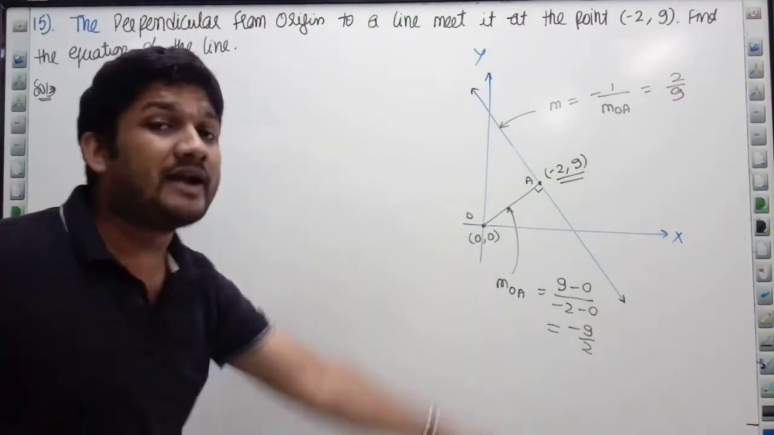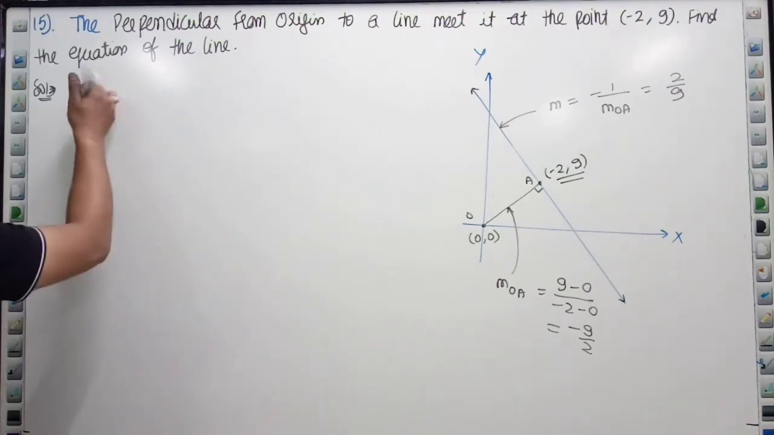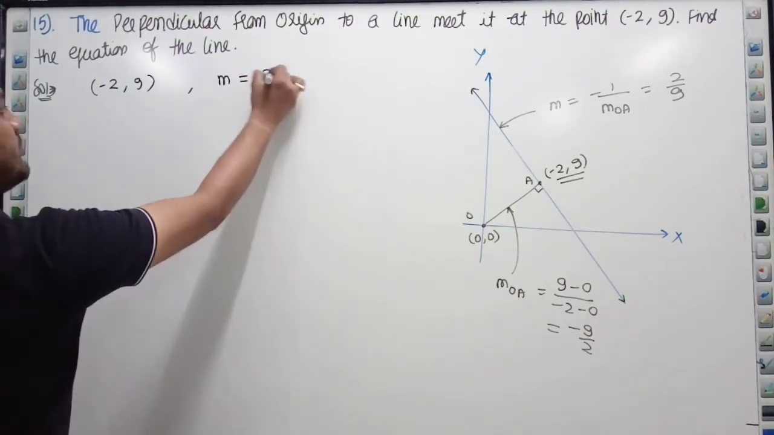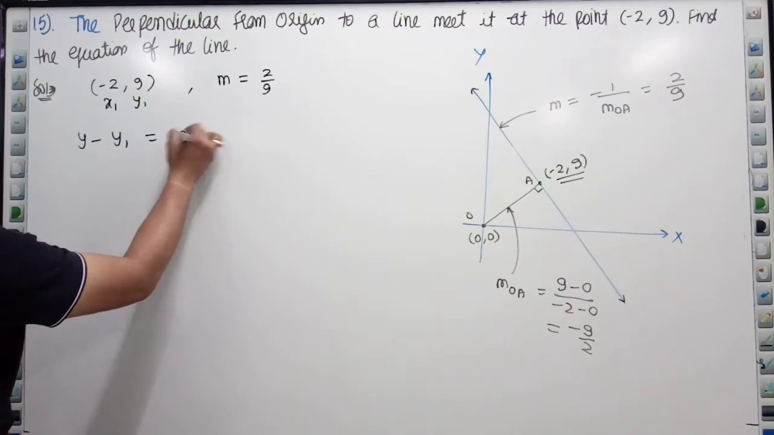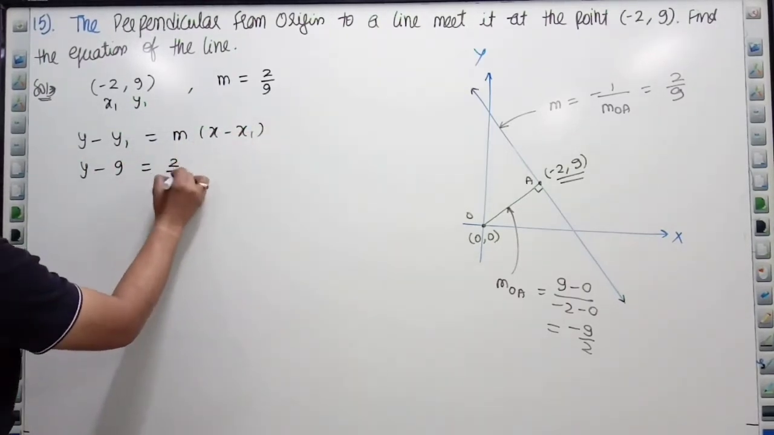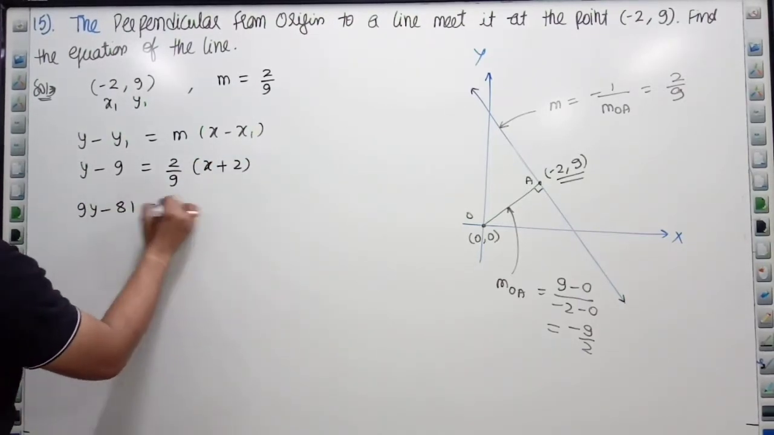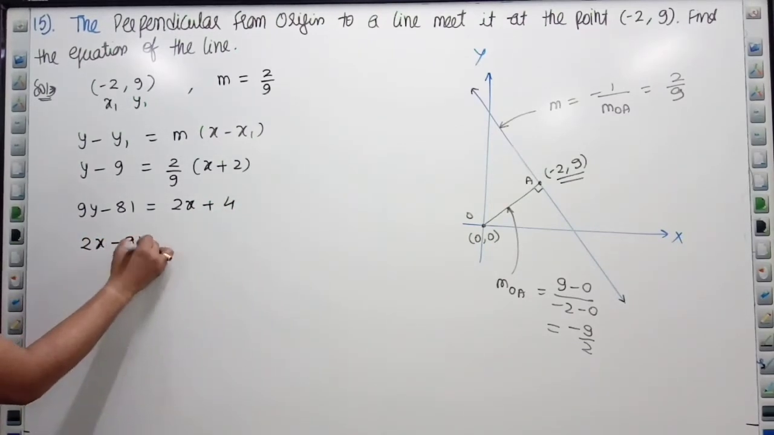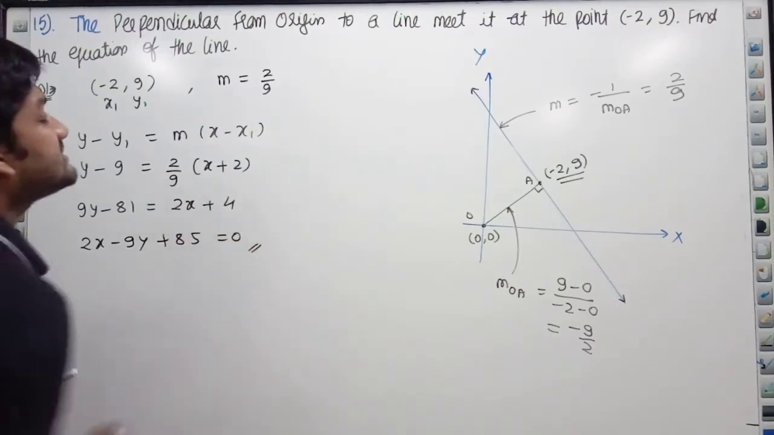So about the required line, I know the point and the slope. So I can say the point is (-2, 9), and the slope is 2/9. This is x1, y1. y − y1 = m(x − x1). y − 9 = m(x − (−2)), so x + 2. 9y − 81 = 2x + 4. So 2x − 9y, everything on the right hand side, + 85 = 0, and this is the required answer.